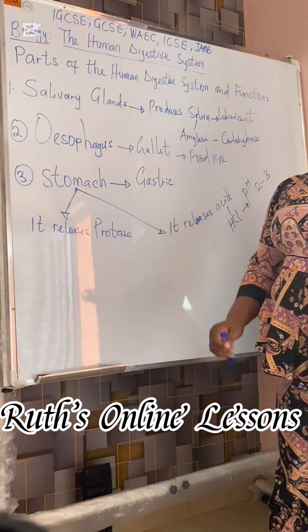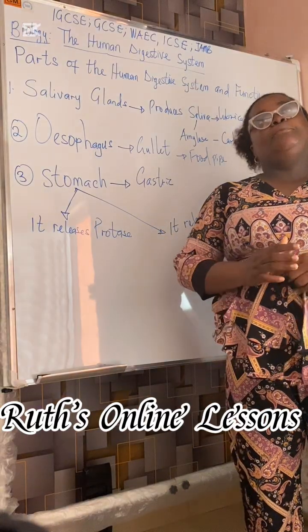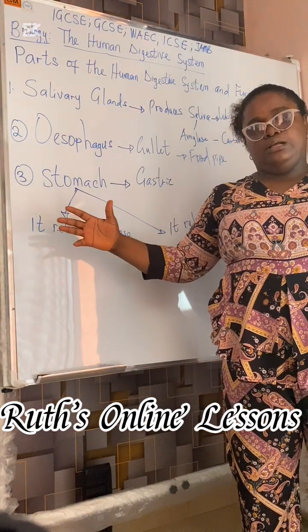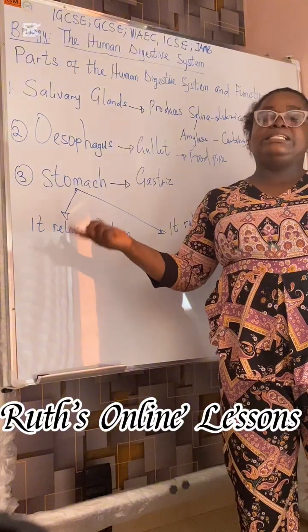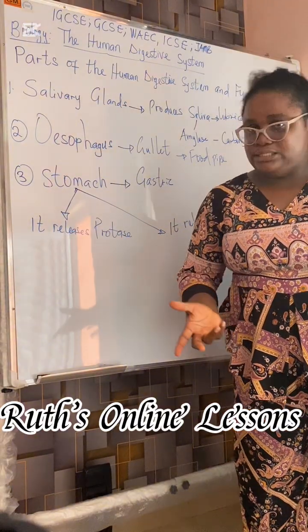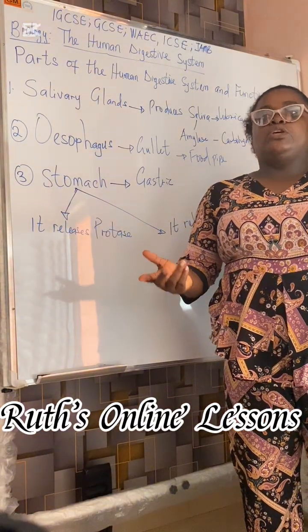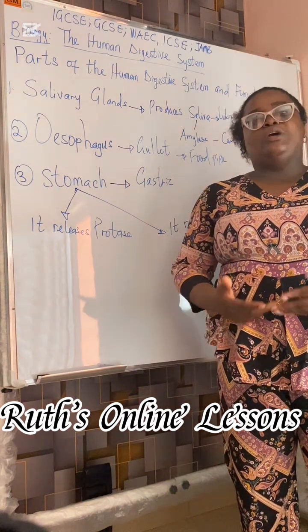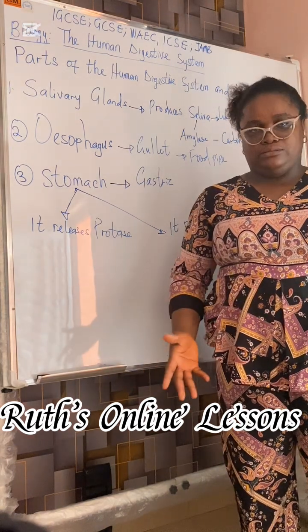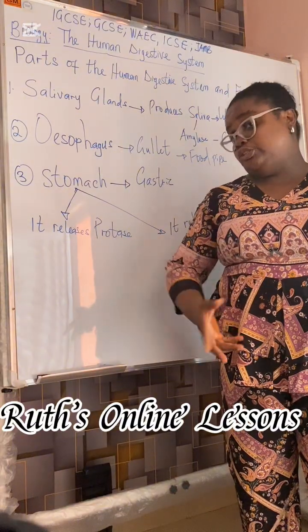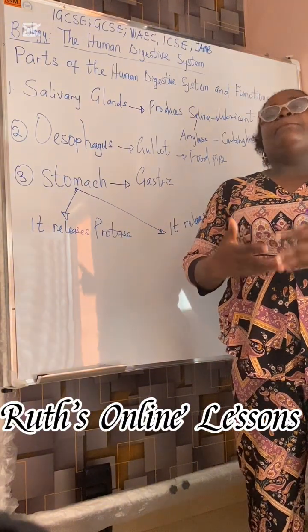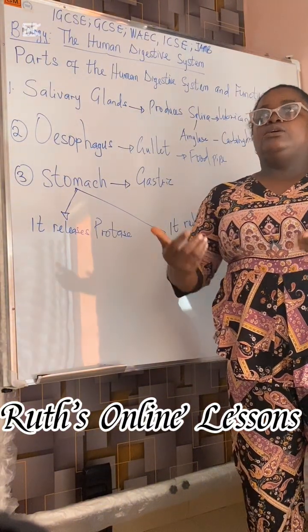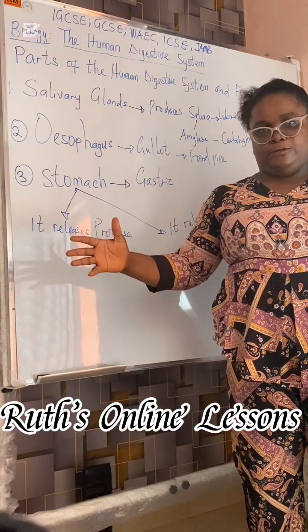For those of us who do not know what I mean by pH, pH is a scale that is used to measure the acidity or the alkalinity of solutions. So it's not enough for you to tell us that the solution is acidic, you have to tell us the level of acidity. How acidic? What is the concentration of the acid? To determine that, we use the pH scale.